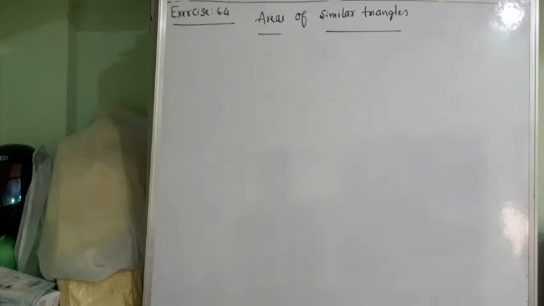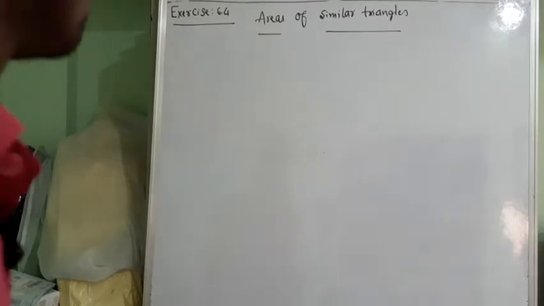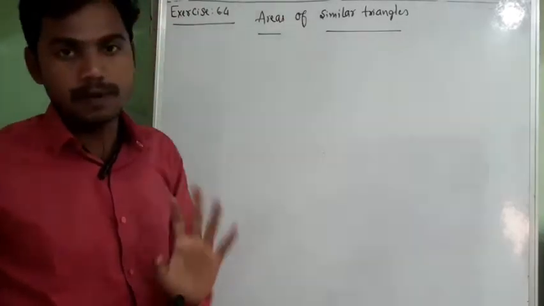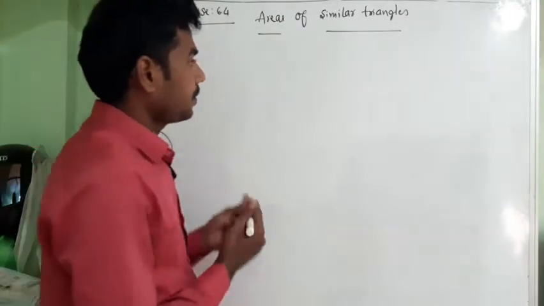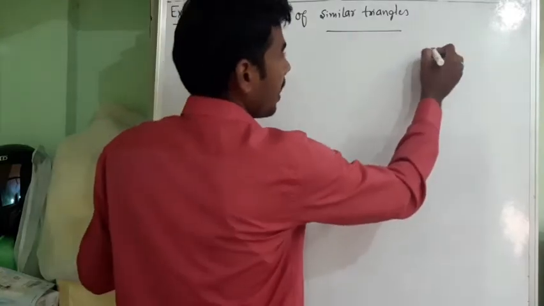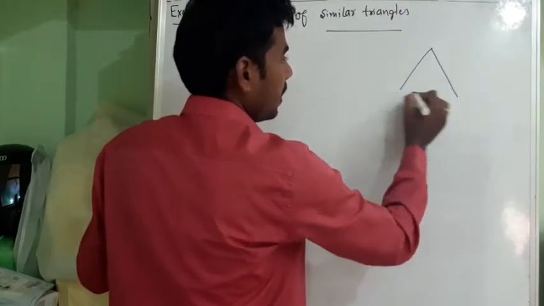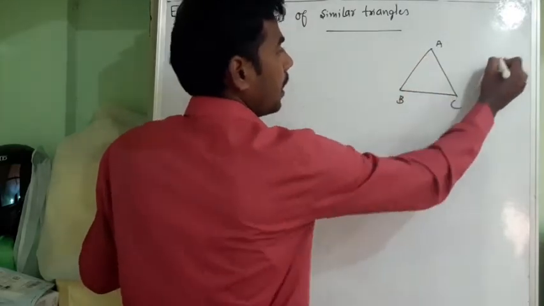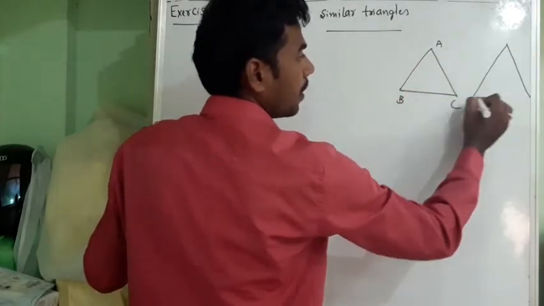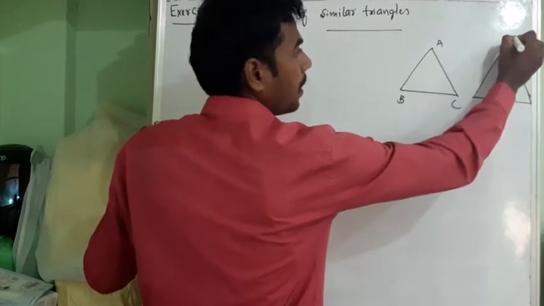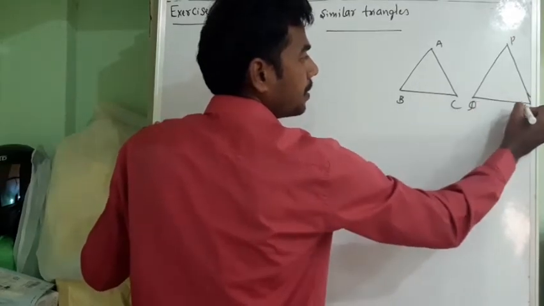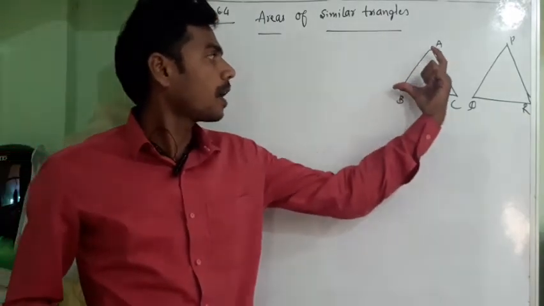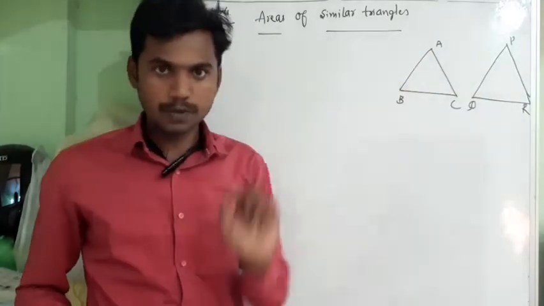Dear students, today we are going to start with exercise 6.4 introduction. So in that we are going to learn areas of similar triangles. See, already you know if two triangles are similar, suppose I take triangle ABC and triangle PQR. If these two triangles are similar, then the corresponding sides will be proportional.